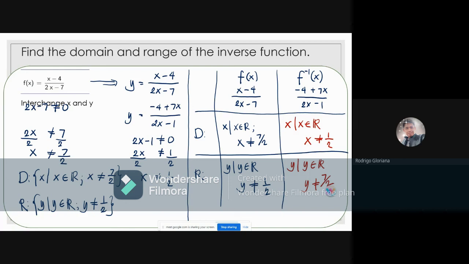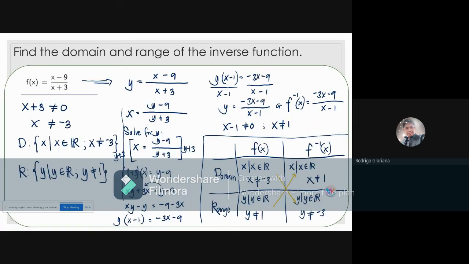Can you screenshot? 1, 2, 3, 4, 5, 5, 4, 3, 2, 1. These are how we find the domain and range of the inverse function.